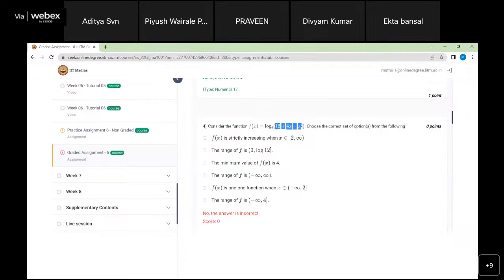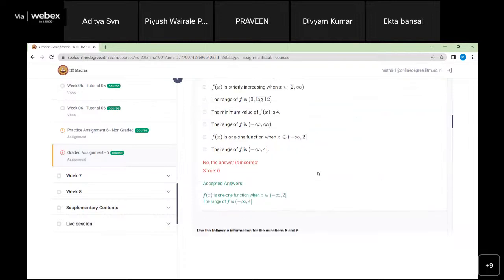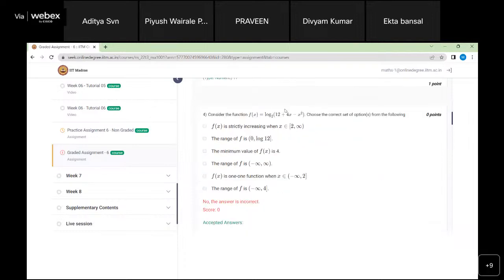Now, what is the domain of this particular function f of x, that is minus x square plus 4x plus 12? Minus 2 to 6. Because the value we put in the logarithm should always be greater than 0, right? Yes, sir, f of x should be greater than 0. So minus 2 to 6, right?